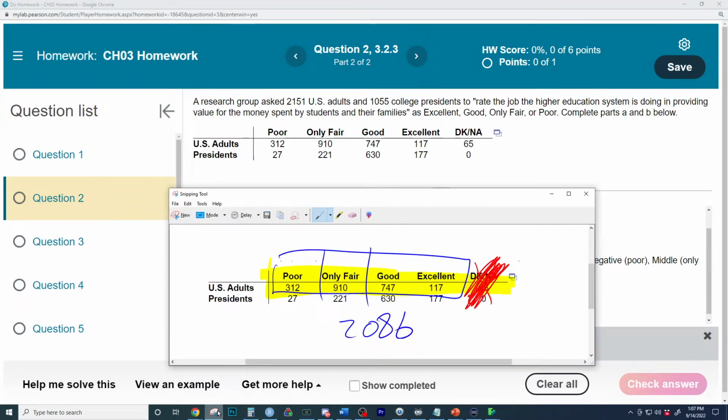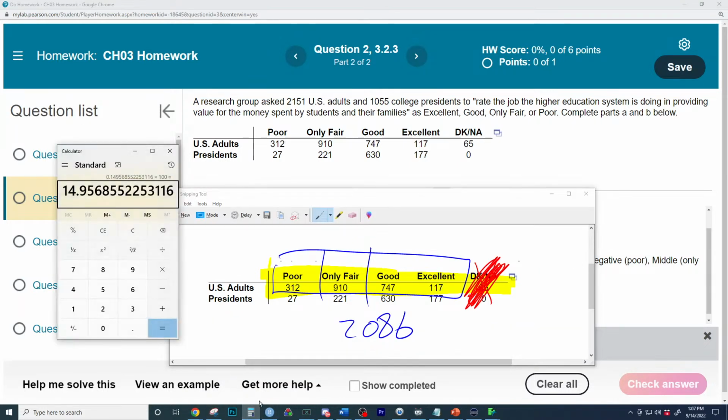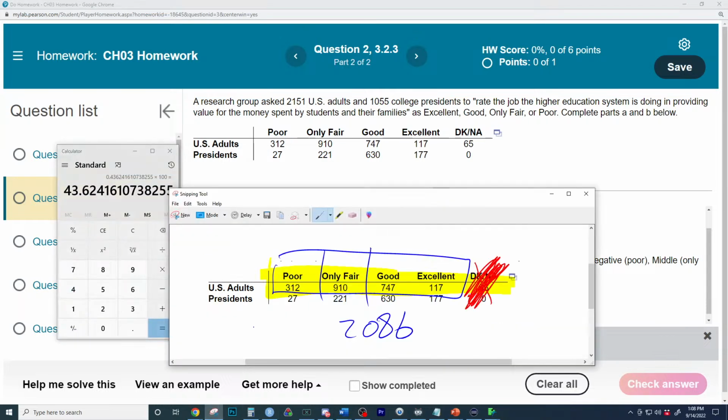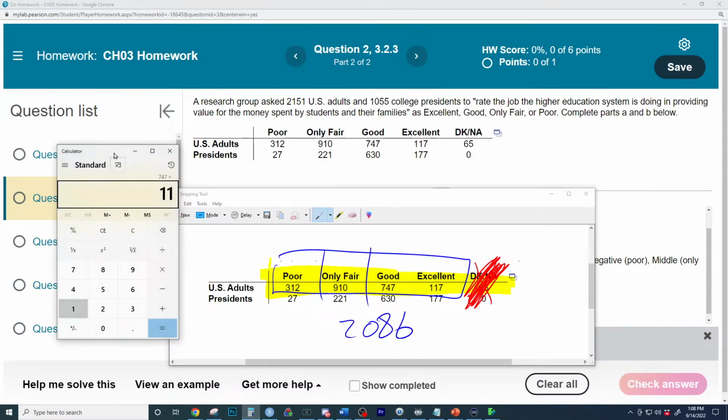And let's take a look. 910 divided by 2086 times 100, 43.6. And then right here, last but not least, 747 plus 117 divided by 2086 times 100.